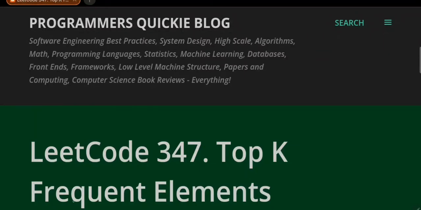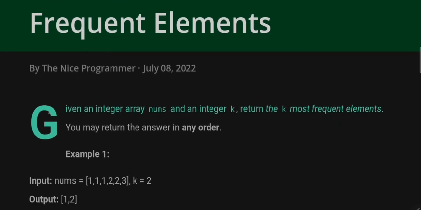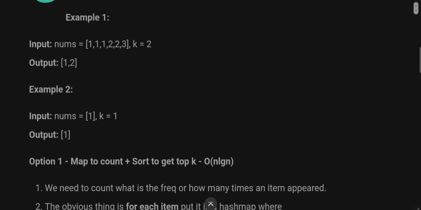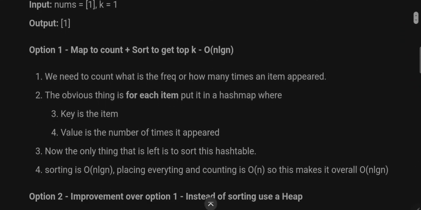347 Top K Frequent Elements. Given an integer array nums and an integer k, return the k most frequent elements. You may return the answer in any order. Example 1. We have an array 1, 1, 1, 2, 2, 3, and k is 2, so we need to get the two most frequent elements. We see that 1 appeared 3 times, 2 appeared 2 times. So 1 and 2.